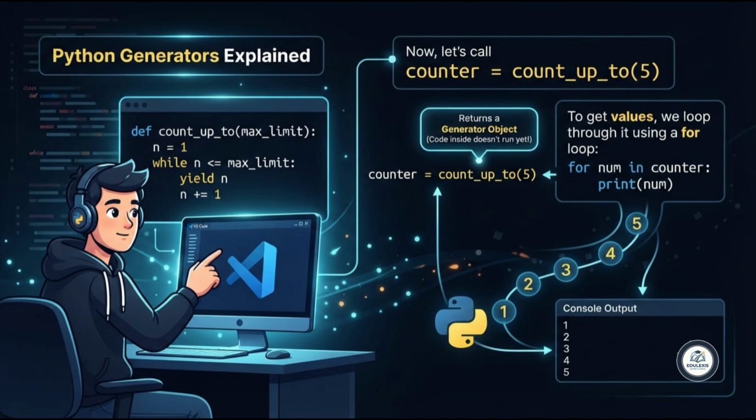Notice that when we call the function, the code inside doesn't run yet. It just returns a generator object. To get values, we loop through it using for num in counter: print(num).